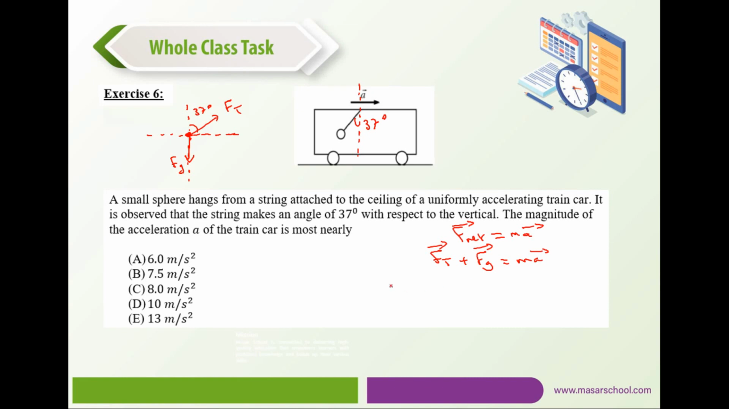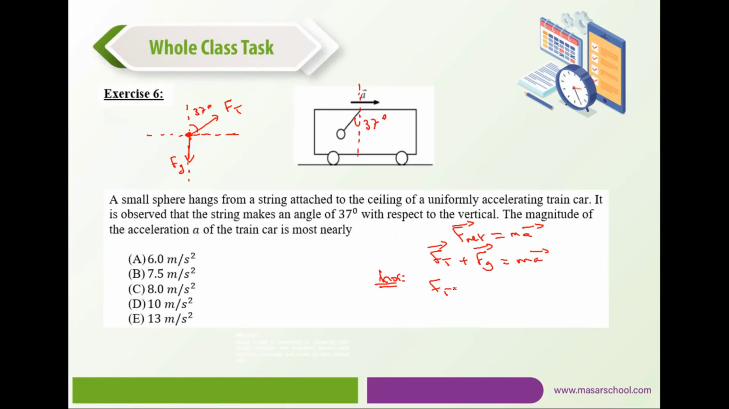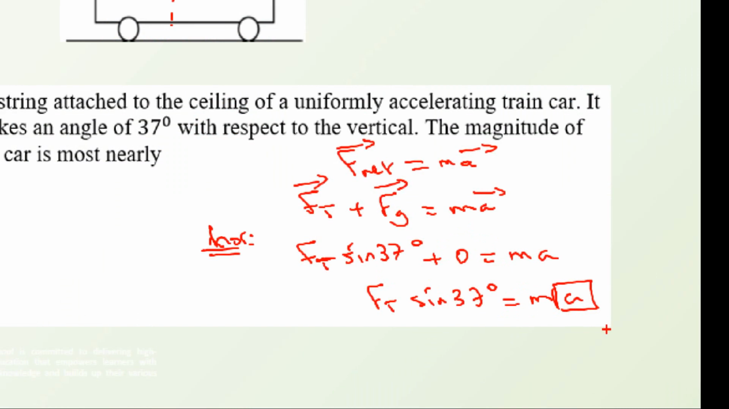And now let's start with the projection along the horizontal. So that would be Ft, which is acting in the positive direction. So the vertical component would be cosine 37 and the horizontal would be sine 37. Now Fg has no component along the horizontal. That would be 0 given by ma. So Ft sine 37 would be given by m multiplied by a, but notice that here we have two additional unknowns given by the tension force and by the mass.